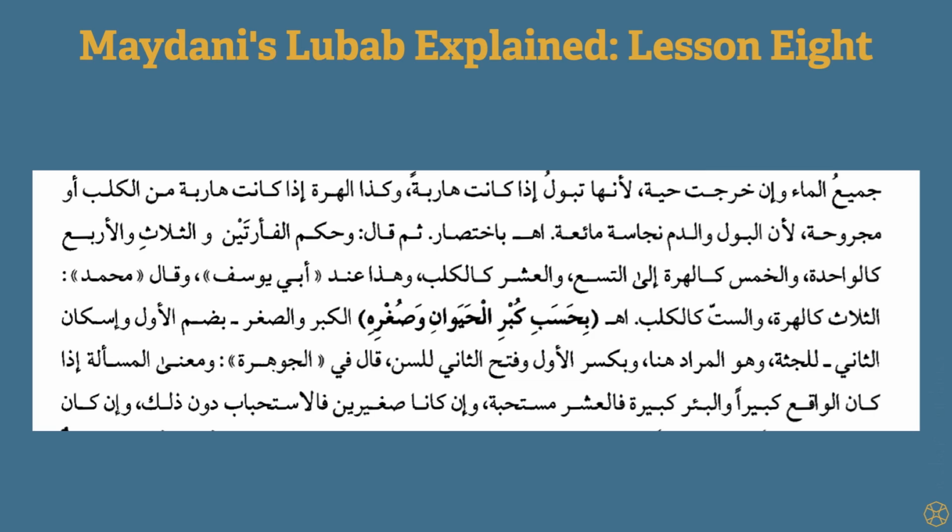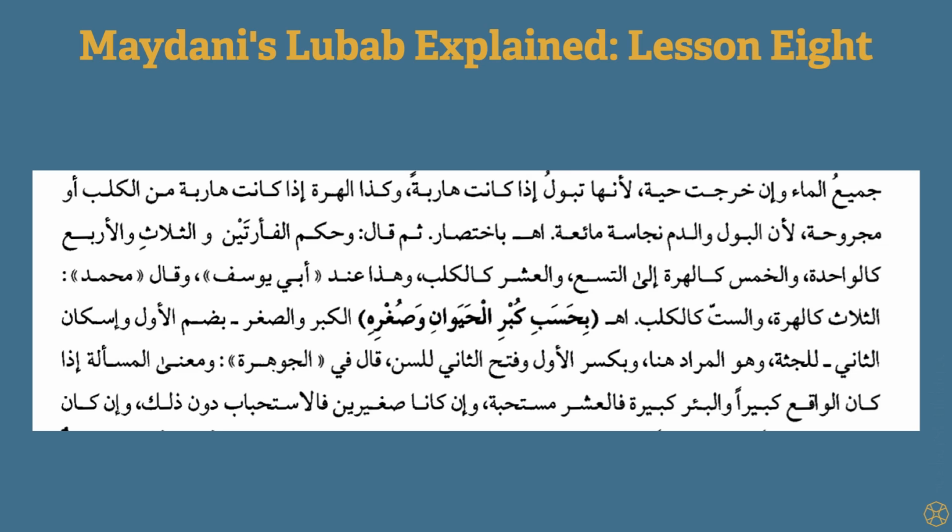ثم قال, so this is 20 to 30 for a mouse, sparrow, these sorts of things. وحكم الفأرتين والثلاث والأربع كالواحدة. So 2, 3 or 4 mice or some animal of that size, we treat it as 1, 20 to 30. والخمس كالهرة إلى التسع. So 5 to 9 mice, let's say a group of them, someone chases them, or a few cats chase them, and they're all running together and falling into a well. والعشر كالكلب, right? وهذا عند أبي يوسف, so they're like a dog. Abu Yusuf says الثلاث كالهرة والست كالكلب, a different ijtihad, that's fine.